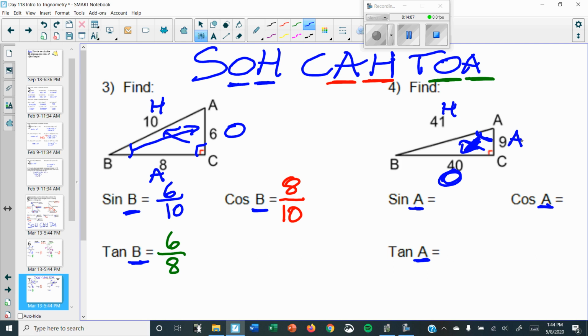Okay? So sine is O over H. So 40 over 41. Cosine is A over H. So 9 over 41. And tangent is opposite over adjacent. So 40 over 9. Again, just listen to what it tells you to do. Some kids are like, oh yeah, the smaller number always goes on top. No, just follow the order it tells you to do. O over H, A over H, O over A. Just memorize that.